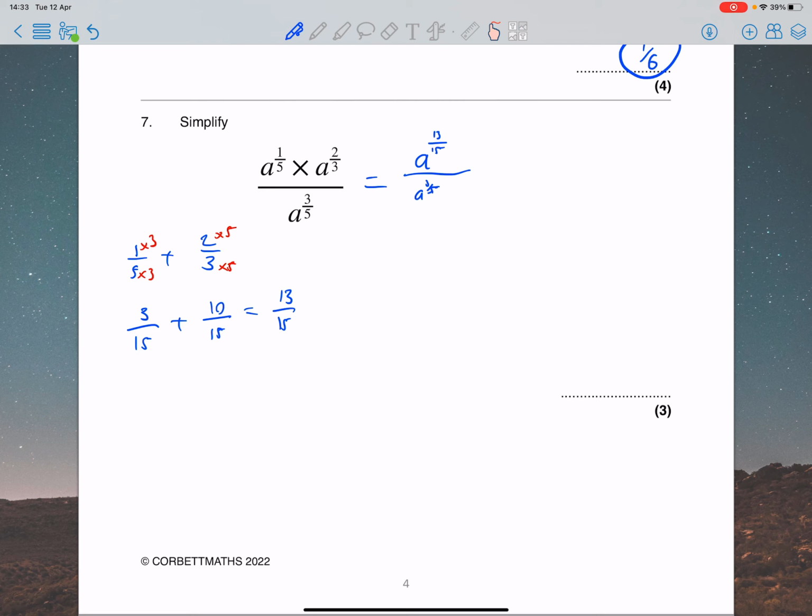Okay, now when you divide, you take away the powers. So that becomes 13 over 15, take away 3 over 5. To make the denominators the same, we times this one by 3, that one by 3. There are other ways you can do this, but this one I'm just working out the lowest common multiple, which is 15. So that turns this question into 13 over 15, take away 9 over 15, which is equal to, well, 13 take away 9 is 4, so that's 4 over 15. So final answer is a to the power of 4 over 15. Let's keep it moving, guys.